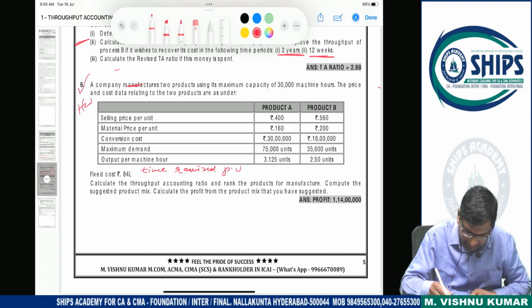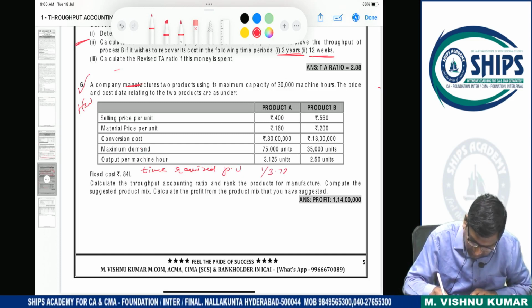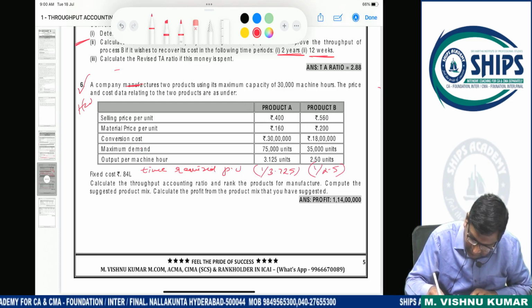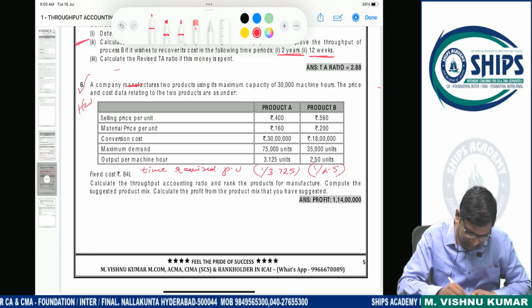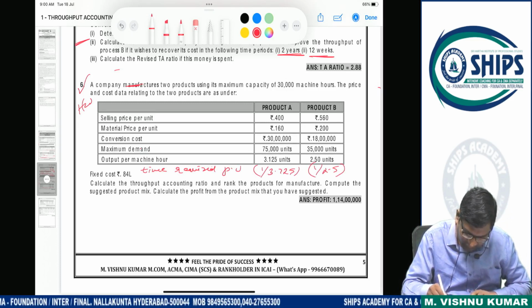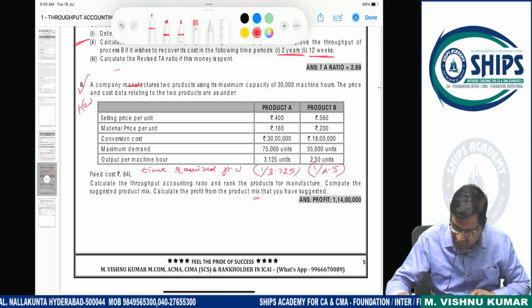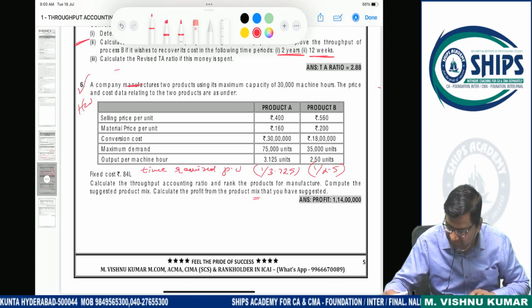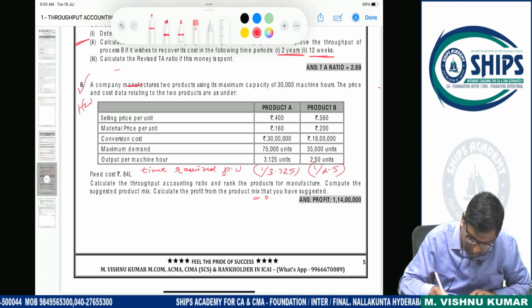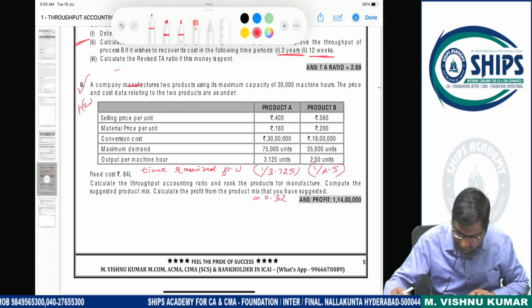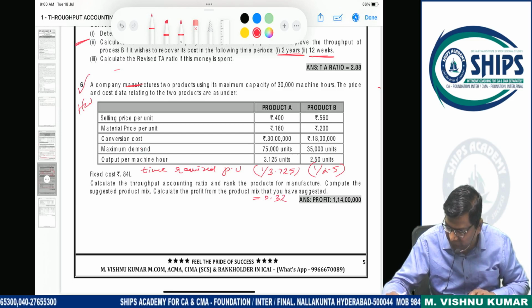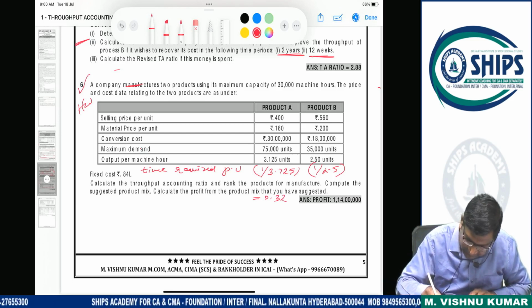Time required per unit. So this is 1 by 3.125. This is 1 by 2.5. Because in 1 hour they are producing 3.125 and in 1 hour 2.5 units. So for every 1 unit how much time required? So 1 divided by 3.125, this is 0.32. This is 1 divided by 2.5, this is 0.4.